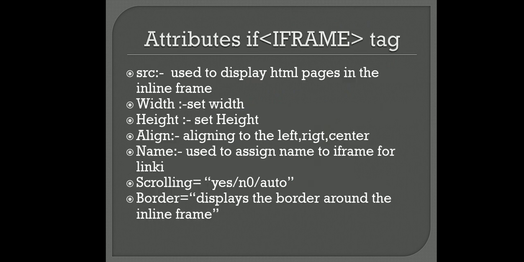And the main attribute of that is the source, from where you want to take the pages and display the images, with height, width, alignment also, left or right, and a name you want to give to the iframe. Scrolling, again the same thing. If you go with scrolling, it will let you move your cursor up and down, left to right, and so on. Border most probably displays the border around your frame. It looks nice when you create a border in the iframe.